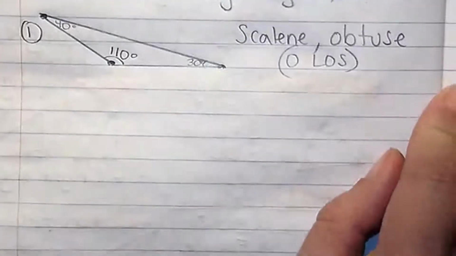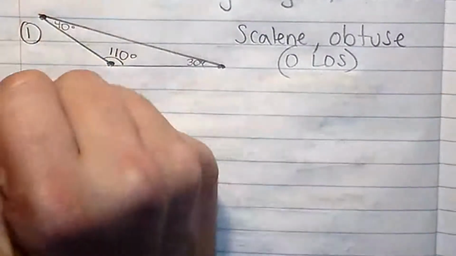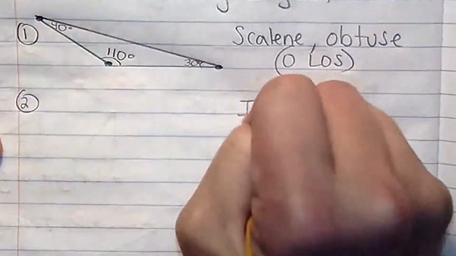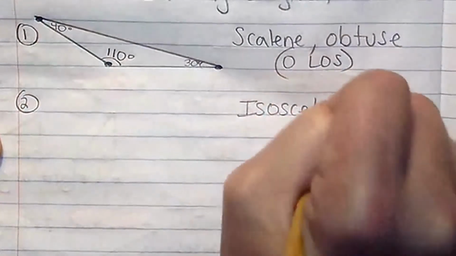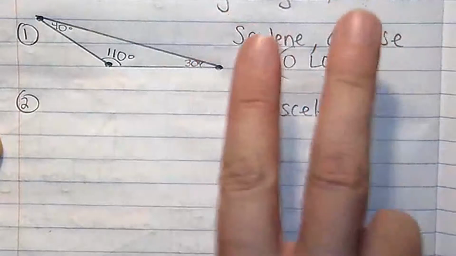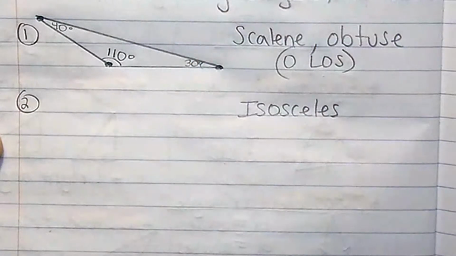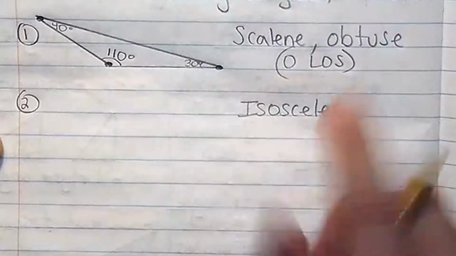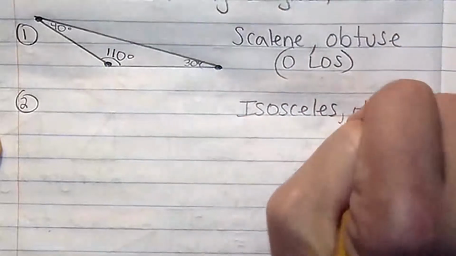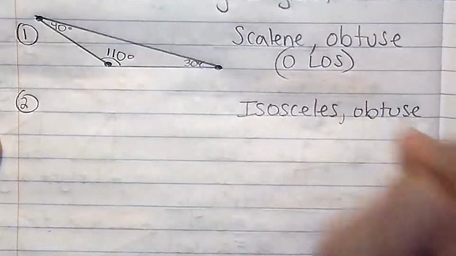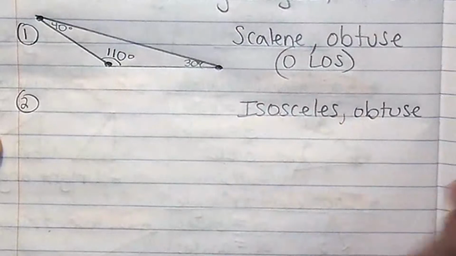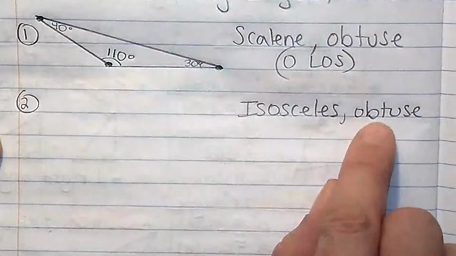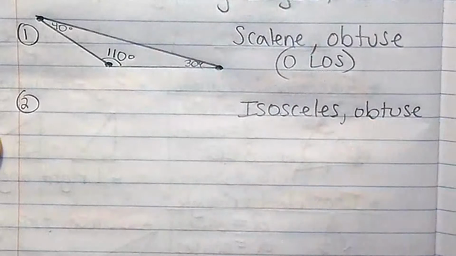Let's try another one. This time I want us to make an isosceles. Remember, 2 eyes, 2 sides. 2 eyes, point to your eyes. 2 eyes, 2 sides. It's isosceles. This is going to be an isosceles obtuse triangle. If it's isosceles, I know it has 2 equal sides, but it still has to be obtuse. It has to have an obtuse angle.